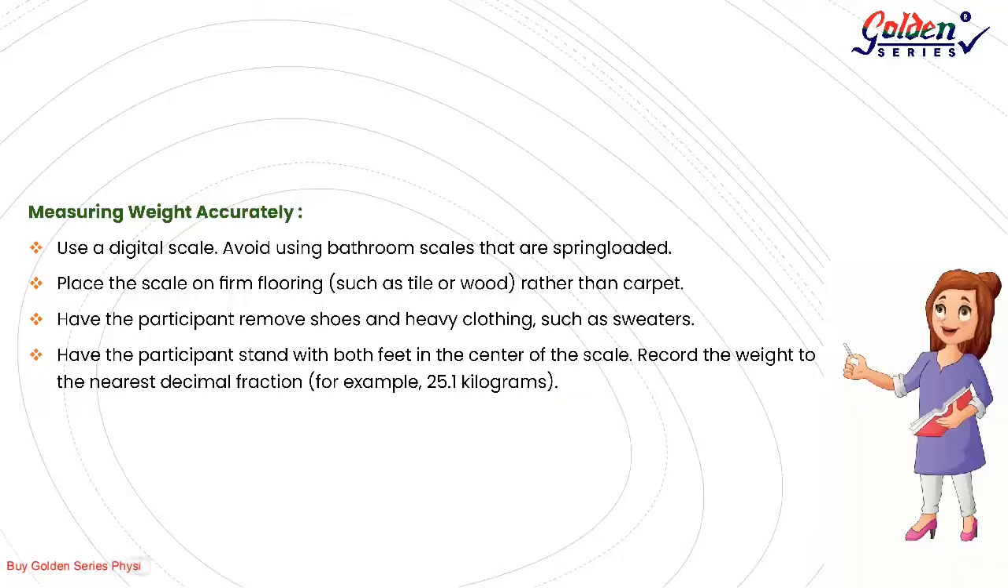Measuring weight accurately. Use a digital scale. Avoid using bathroom scales that are spring-loaded. Place the scale on firm flooring, such as tile or wood, rather than carpet. Have the participant remove shoes and heavy clothing, such as sweaters. Have the participant stand with both feet in the center of the scale. Record the weight to the nearest decimal fraction, for example, 25.1 kilograms.